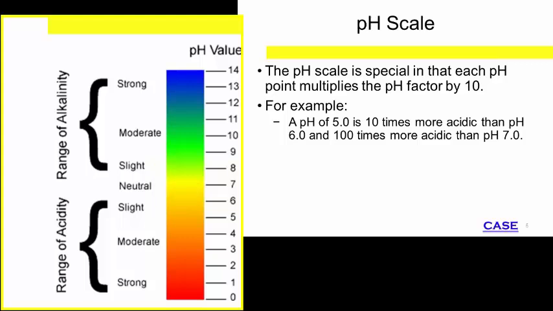Let's try a pH calculation. How many more alkali is 9 from 6? There are 3 full points between those two measurements. 10 times 10 times 10 means a pH of 9 is 1,000 times more alkali than 6.